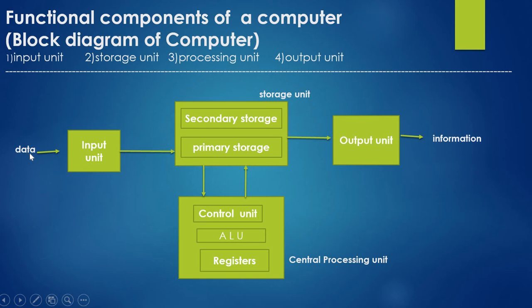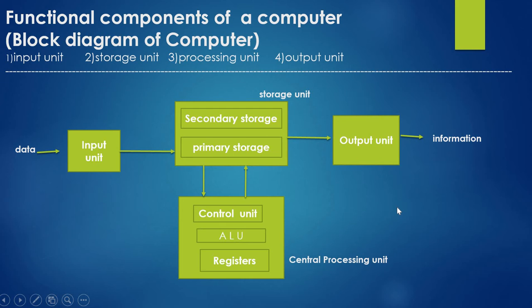See here, data is there, then here the input unit, then the storage unit. Inside the storage unit there is secondary storage and primary storage. Then this is the CPU, that is, the central processing unit. Inside the CPU there is a control unit, ALU and registers. And then here the output unit, then information.